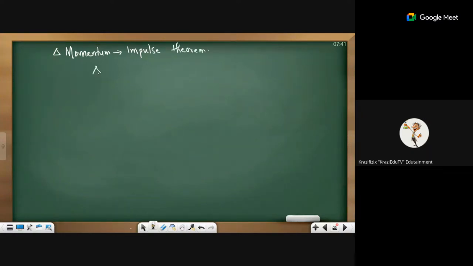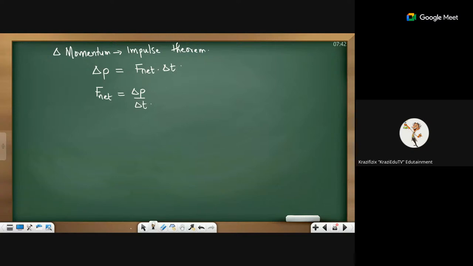So our change in momentum can then be equated in magnitude to impulse. Don't forget our definition. Impulse is the product of net force and the time taken for the force to act. We said these two are equal in magnitude. We can therefore say F net is equal to delta P over delta T.